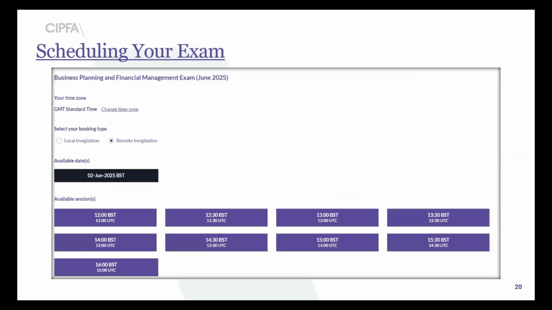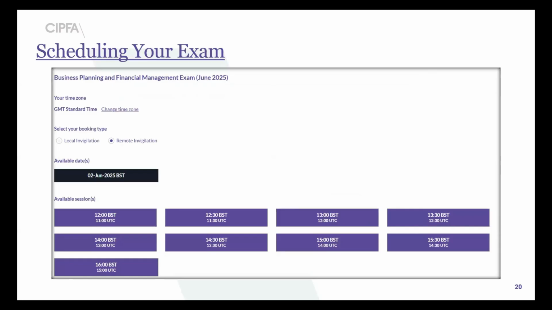So as you can see here, you select your invigilation type. Now, the vast majority, you will be remote invigilation. Local invigilation is only available for students in pre-approved exam centres. And obviously you then have the option to choose your time.